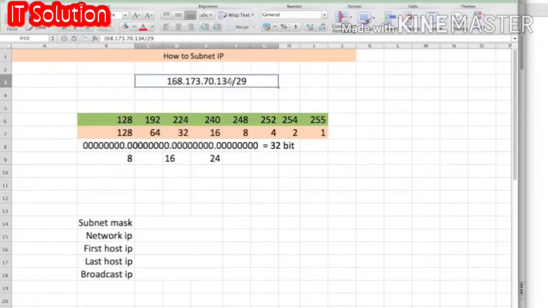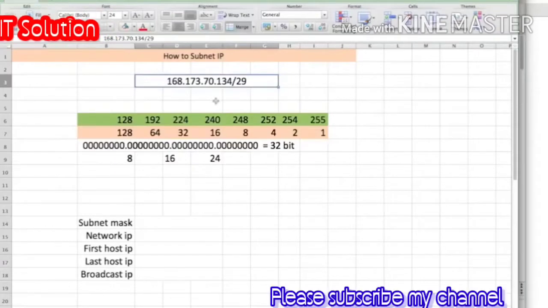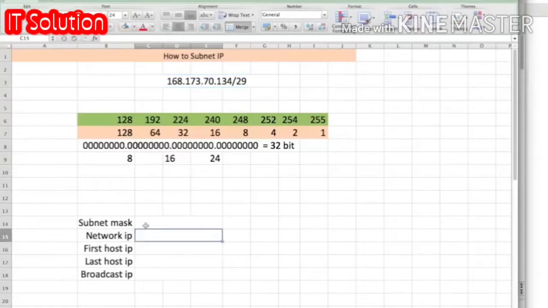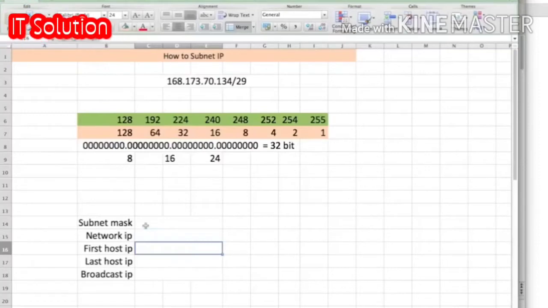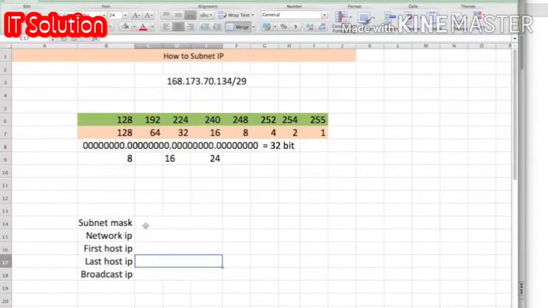We're going to be subnetting this IP right here, 168.173.70.134/29, and we need to find out what the subnet mask is, what the network IP or the subnet IP is. We need to know the first available host IP that we can use, the last available host IP, and what the broadcast IP is.